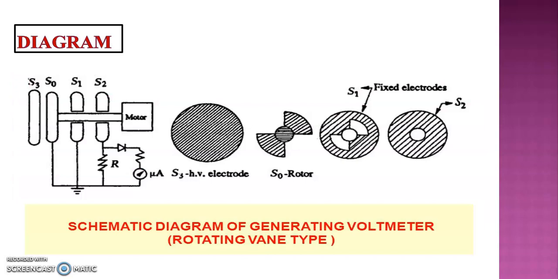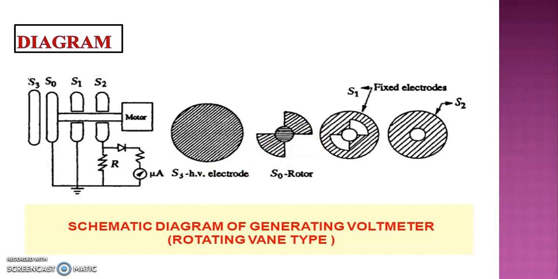This is the schematic diagram of the generating voltmeter, which shows the constructional details. Here S1 and S2 are fixed electrodes. S0 is a rotor and S3 is the HV electrode, that is, the high voltage electrode.